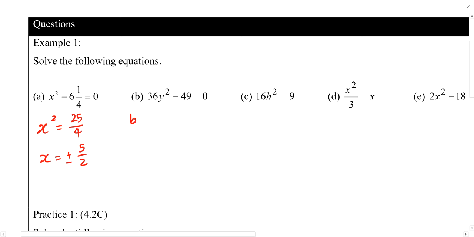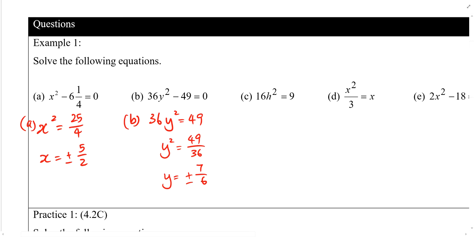Part B. Okay, let's do it really quickly. 36 y squared equals 49. y squared equals 49 over 36. y must be plus minus 7 over 6. Okay, your turn, try the rest. No, try part C first.